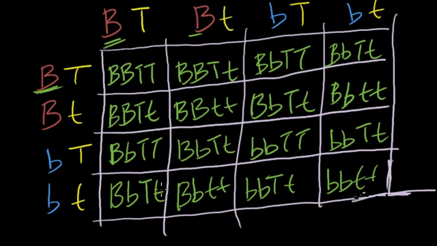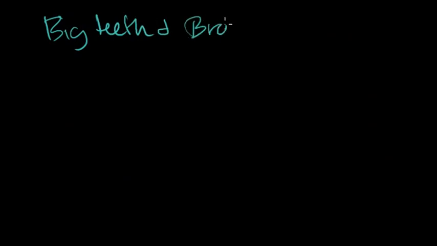But now that I've filled in all the different combinations, we can talk a little bit about the different phenotypes that might be expressed from this dihybrid cross. For example, how many of these are going to exhibit brown eyes and big teeth? So big teeth, brown-eyed kids. Let me write this down here. So if I want big teeth and brown eyes.